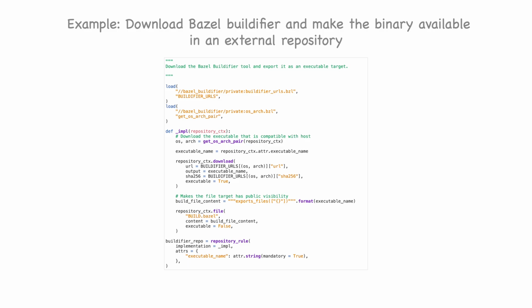What you can see is that the implementation of the repository rule is very similar to the regular Bazel rule. It has an implementation callback function and a declaration. The context object is repository_ctx instead.